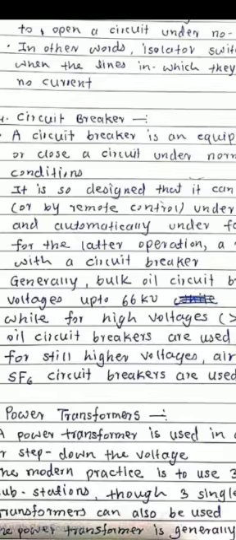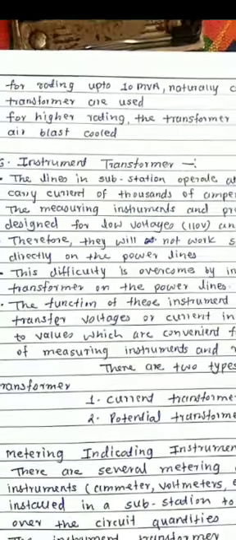Next is the instrument transformer. Instrument transformers are of two types: one is the current transformer, second is the potential transformer. A normal meter does not read high current and voltage values because of its limitations, so for measuring higher current and voltage we use the current transformer for measuring current and the potential transformer for measuring voltage.